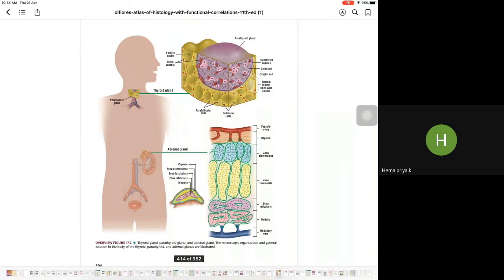Now we are moving to thyroid. Figure 17.2, thyroid gland, parathyroid gland and adrenal gland. The microscopic organization and general location in the body of the thyroid, parathyroid, and adrenal glands are illustrated. Thyroid gland: follicle cavity, blood vessels. Parathyroid gland: parathyroid capsule, chief cell, oxyphil cell. Thyroid follicle filled with colloid, parafollicular cells, and follicular cells. Adrenal gland: capsule, zona glomerulosa, fasciculata, zona reticularis, medulla.